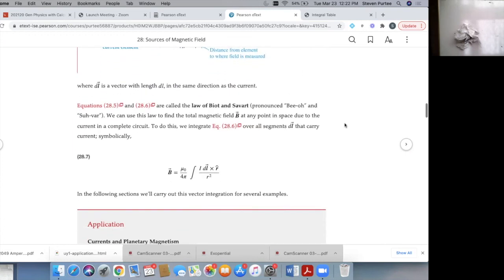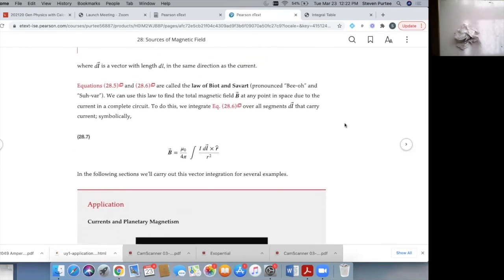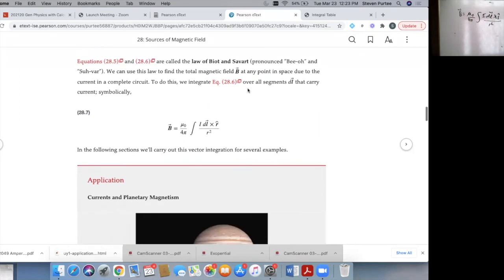So here is the Biot-Savart law in its most general form. B is mu naught over 4 pi times the integral of I dl cross r hat over r squared. And that's pronounced Biot-Savart, so we don't pronounce either of the T's. So I here is some current that we have.